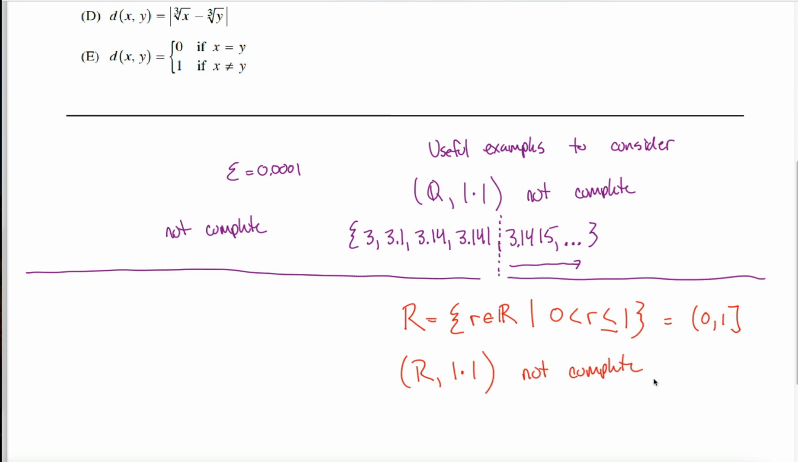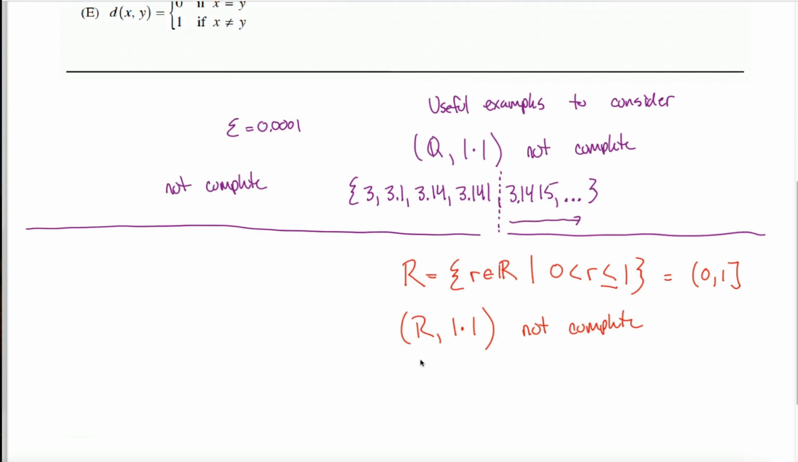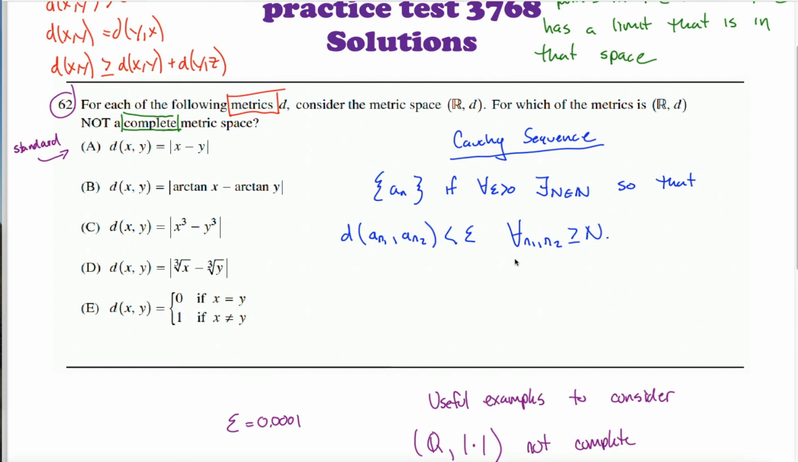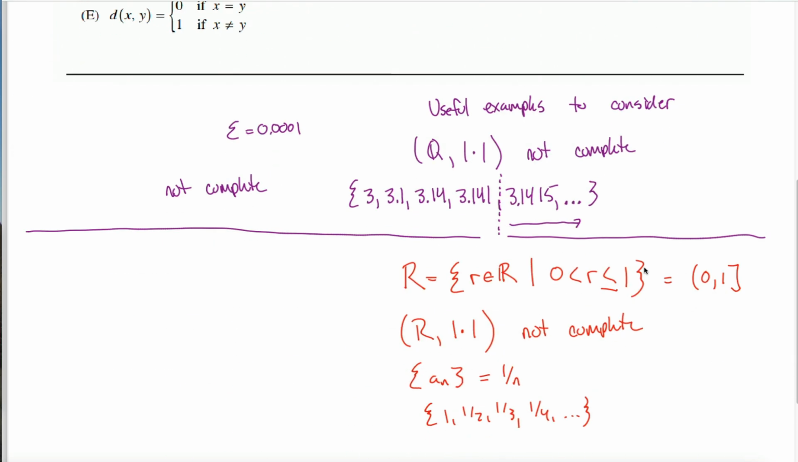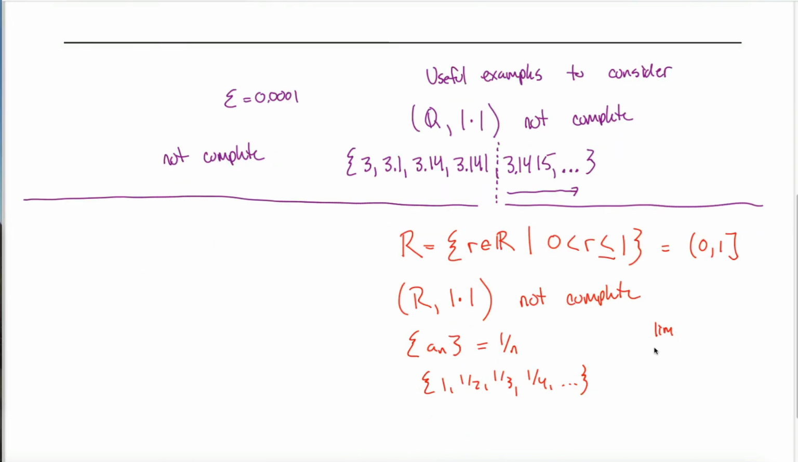To do so, we need to find a Cauchy sequence where all the numbers in this sequence fall within R, but the limit does not. Can you think of such a sequence? The classic example is to let a sub n be equal to 1 divided by n. All right, so my sequence is 1, 1/2, 1/3, and so on. Clearly, all these numbers fall in this space. Clearly, maybe this sequence is Cauchy, something you'd want to convince yourself of. But the limit as n approaches infinity of this sequence is equal to 0. 0 is not in this space, therefore this space is not complete.